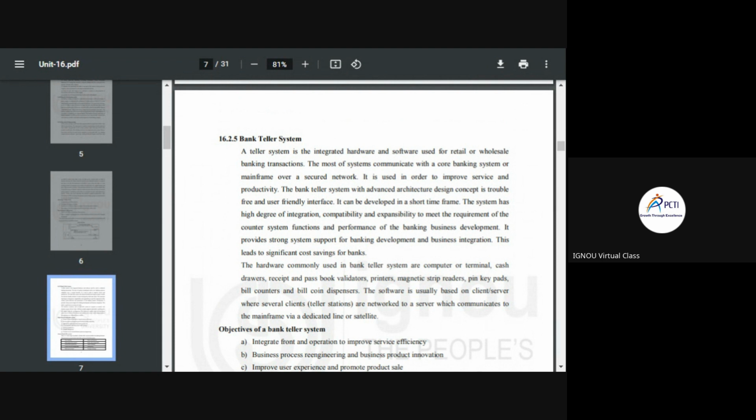So this particular hardware commonly used in bank teller systems are computers or terminals, cash drawers, receipt and passbook validators, printers, magnetic strip readers, PIN keypads, bill counters, and bill and coin dispensers. Basically, the software is usually based on client-server, where several clients like teller stations are networked to a server which communicates to the mainframe via a dedicated line or satellite.